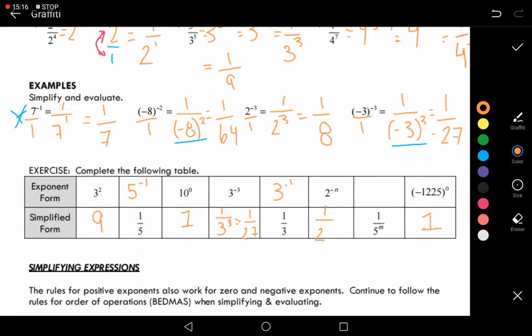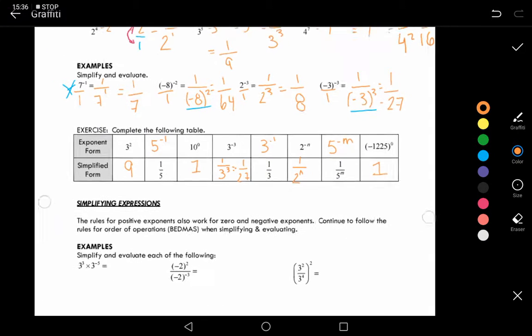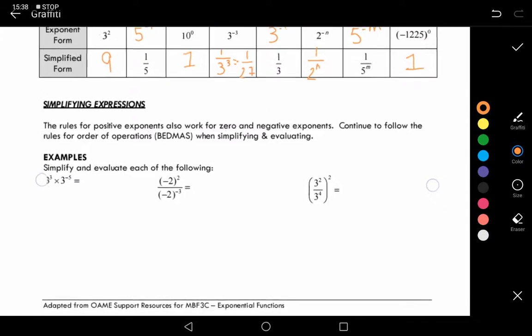Even though my exponent is a variable, that's fine. My negative n becomes positive n. Okay, here 1 over 5 to the power of m. Again, just flip it. So we have 5 to the power of -m. Okay, so hopefully you were able to fill in that chart given the information that you've learned in this lesson.